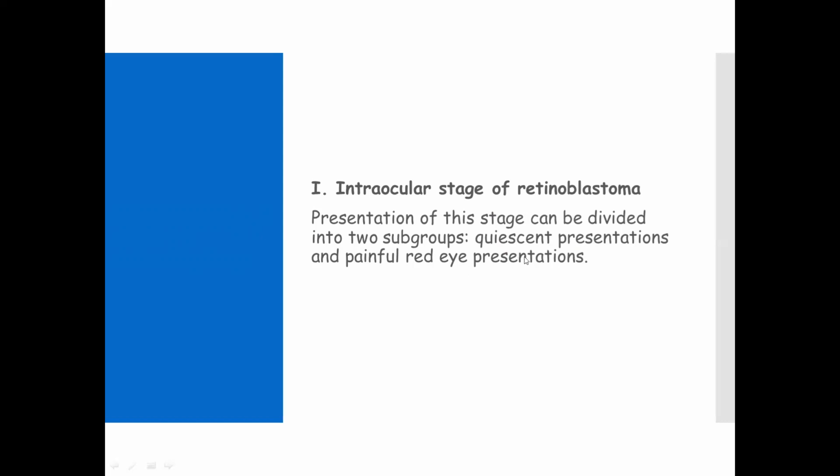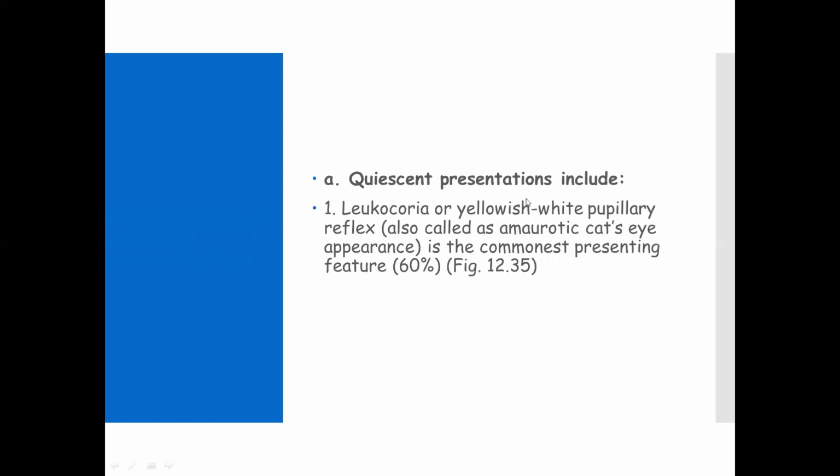The quiescent presentation includes leukocoria, or the yellowish-white pupillary reflex, which we commonly also call amaurotic cat's eye appearance, and it's the commonest presenting feature, presenting in about 60% or even more patients. So this is what we talk about, the yellowish-white pupillary reflex. This is what we call leukocoria.